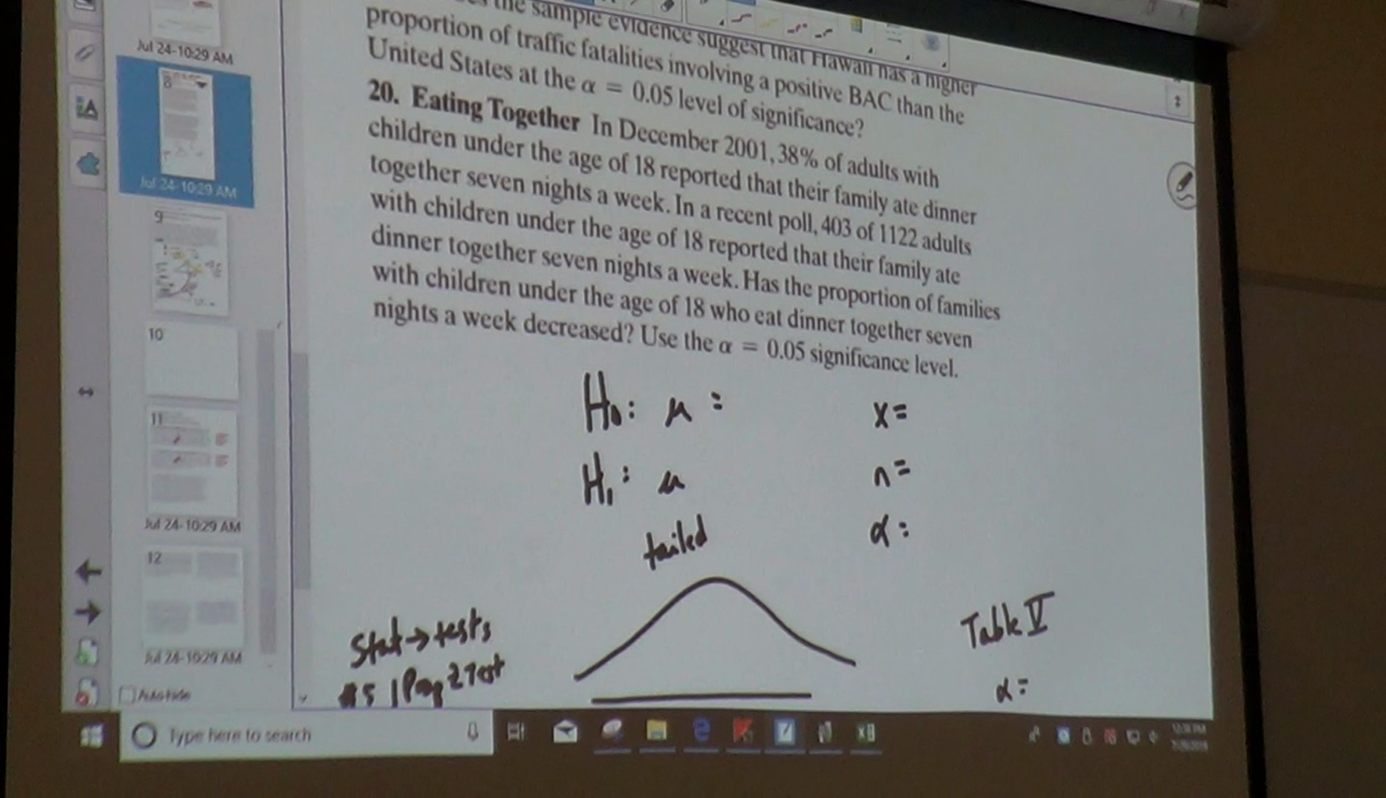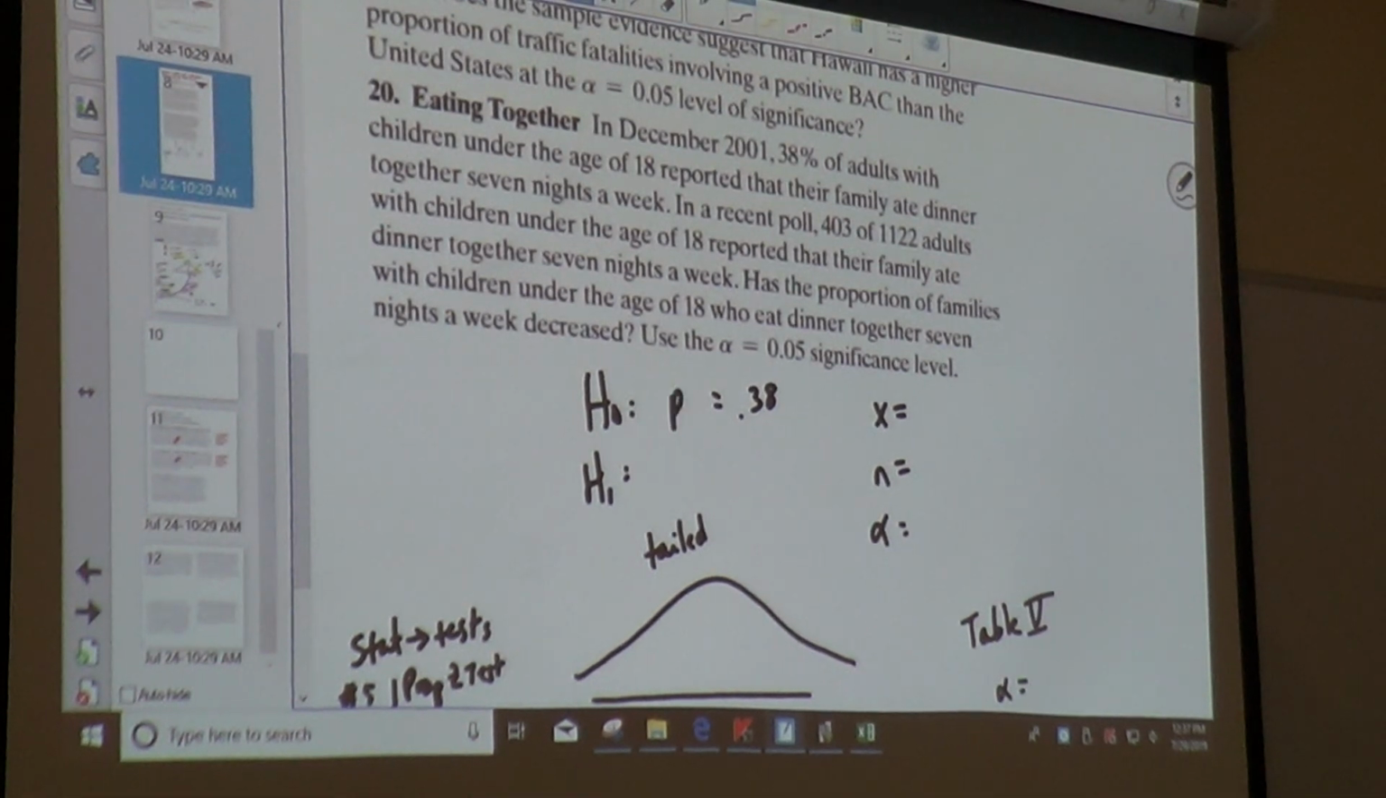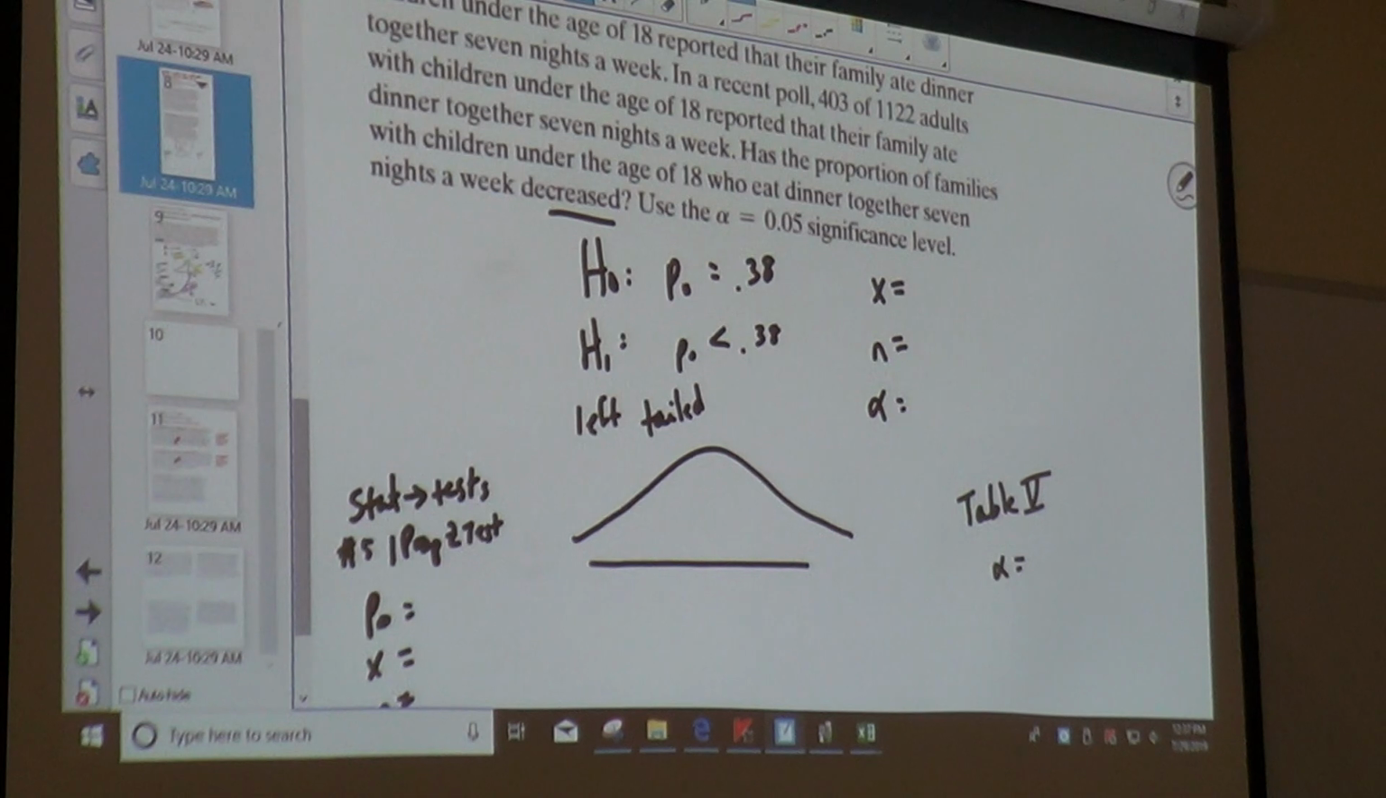What is our H naught? 0.38. And we're doing P, so I should have P. So P sub 0 is equal to 0.38. And what's the other one going to be? Less than, greater than, or equal to? Less than. Has it decreased? So we're going to do less than 0.38. What kind of tail is it? Left tail. So that's going to be shading to the left.